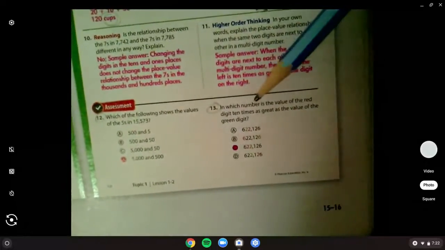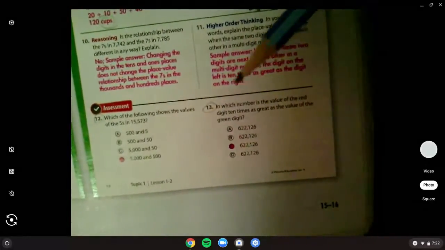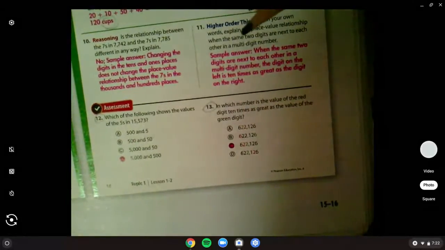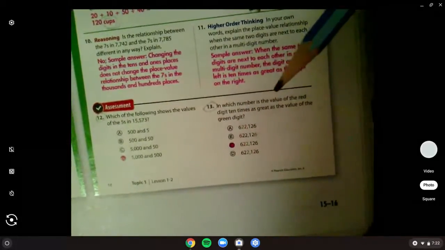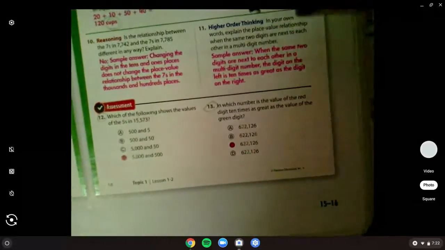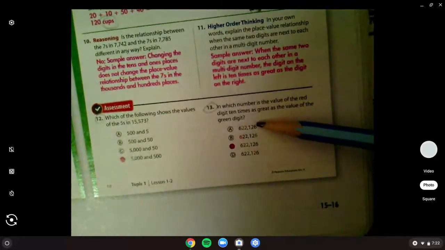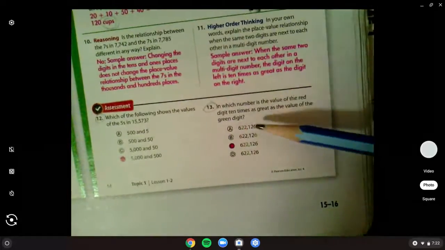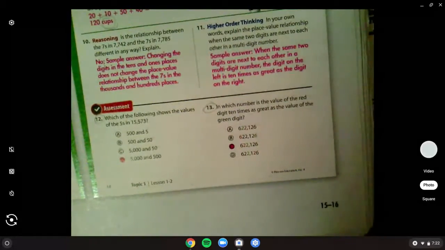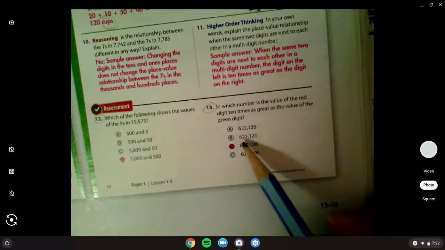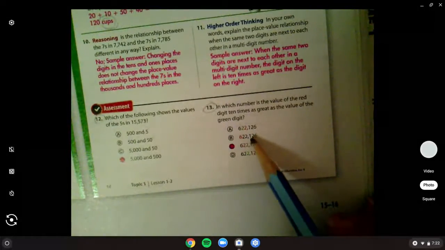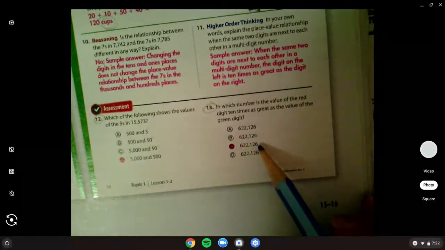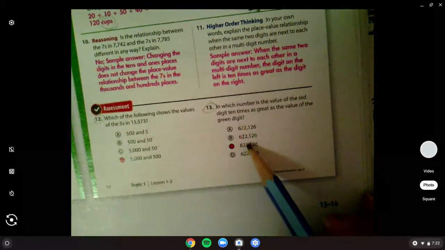And 13, we had to find the value of the red digit. So looking at those, the red one, that's 10 times as great as the value of the green digit. So A is not right because the red digit is 10 times less than the green. We want the red to be the 10 times more. B is way too far apart. They have to be right next to each other to be 10 times. So no. C is right because they are right next to each other.